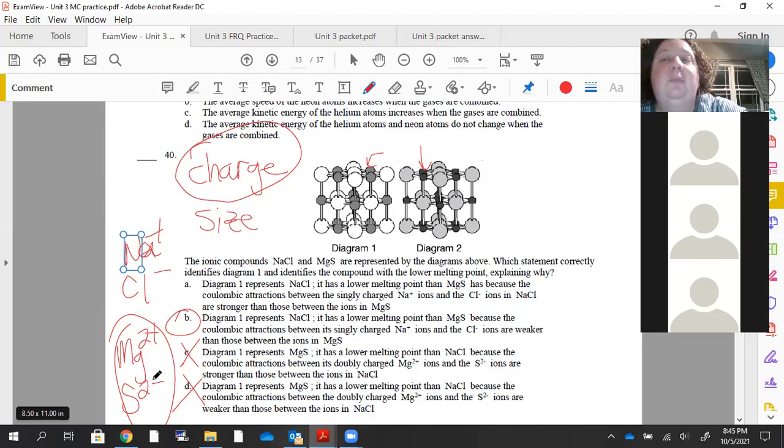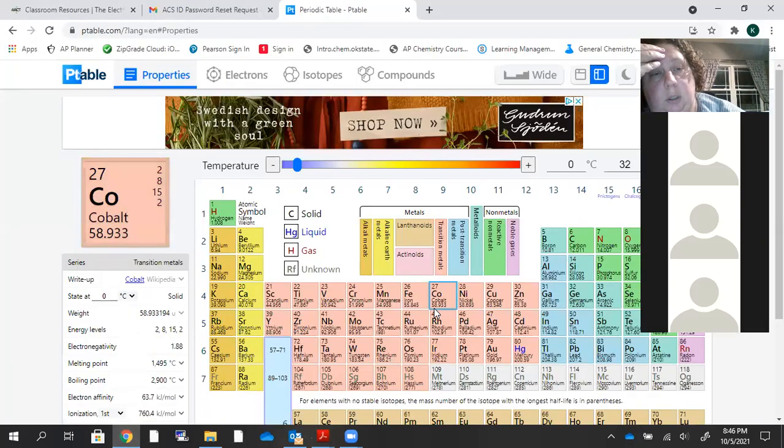We talked about the same thing. The more protons you have in the nucleus, the stronger those electrons are going to be attracted to the nucleus. And then we also can talk about the size of the particles that are being attracted. So let's say we were talking about, let me pull my periodic table back up, let's say we were talking about lithium chloride and sodium chloride.